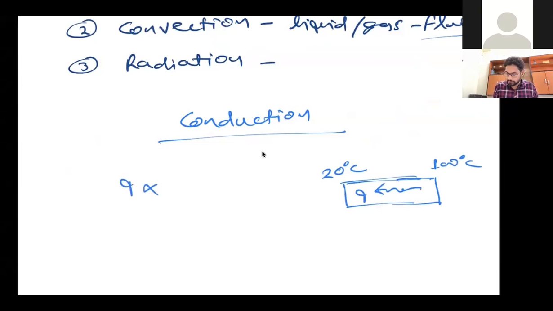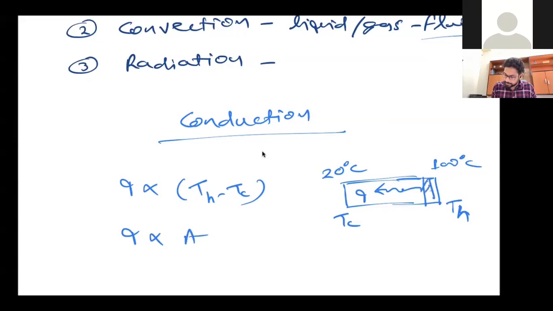So Q is actually proportional to, let's call it T hot, and this is called Tc, that's T cold. So Th minus Tc, right? So it's proportional to the temperature difference. And it is also proportional to the area through which it is crossing. So let's say this is the cross-sectional area. So area, Th minus Tc.